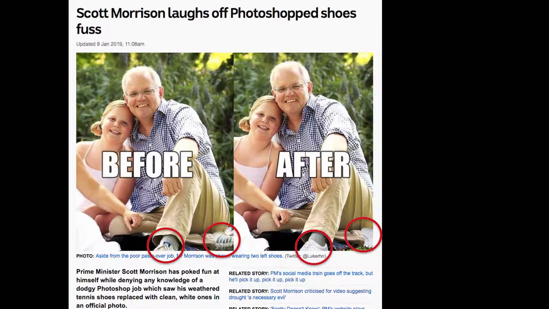And I'm not sure whether the Photoshopper here was trying to make a subversive political statement, but he actually gave the Prime Minister two left feet. But I don't know. Perhaps that's just appalling Photoshopping on his part. Anyway, let's move away from that.